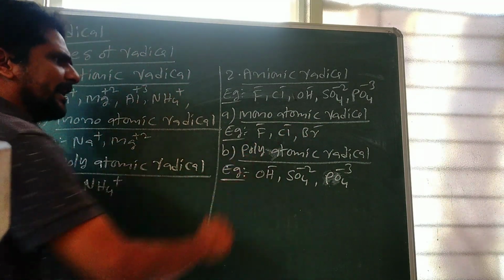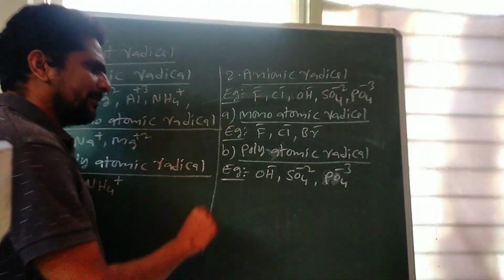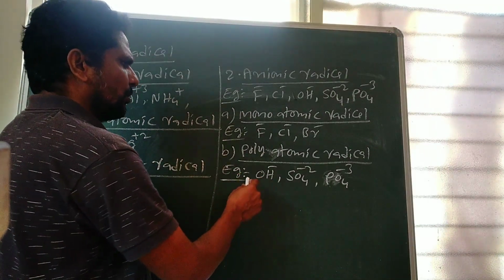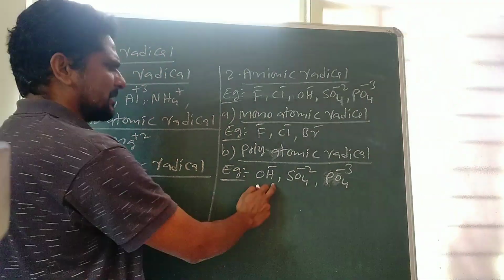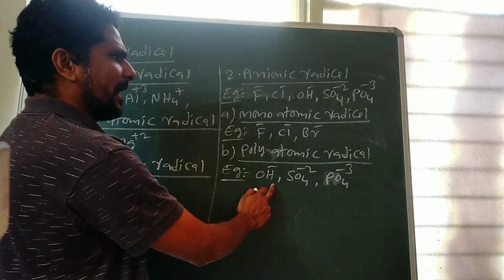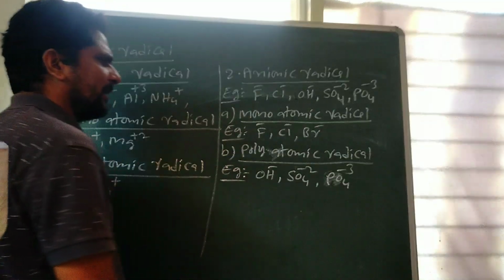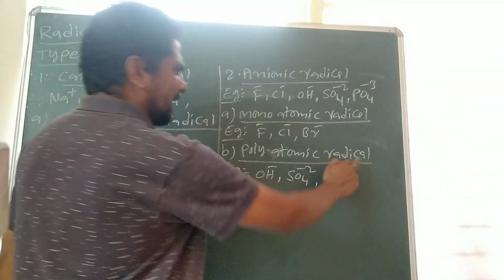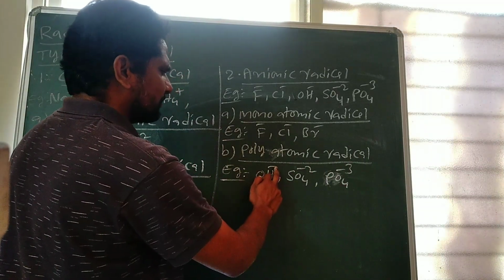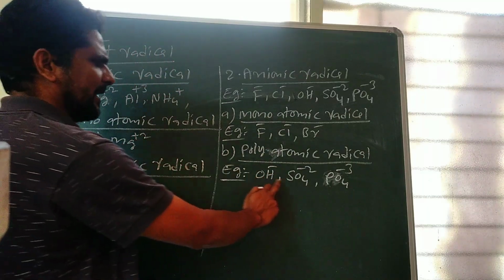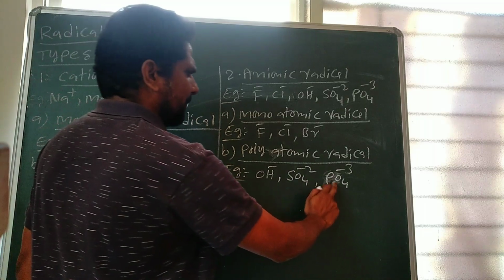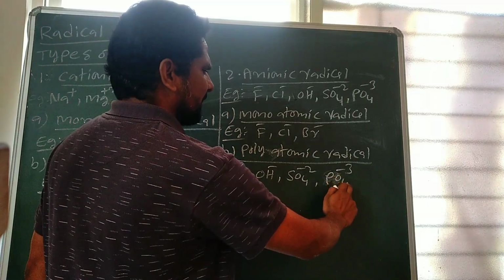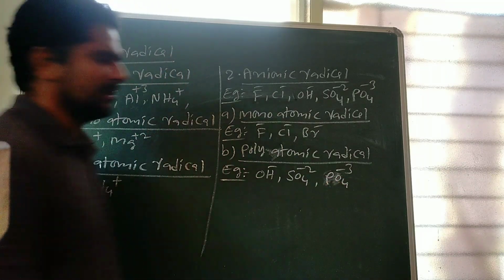Next, polyatomic anionic radical. Poly means more than one. So an anion which contains more than one atom is called a polyatomic anionic radical. Examples for polyatomic anionic radical: OH-, called hydroxide ion; SO4 2-, called sulfate ion; PO4 3-, called phosphate ion.